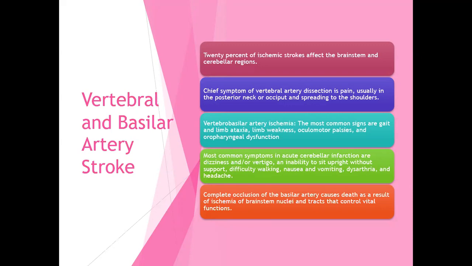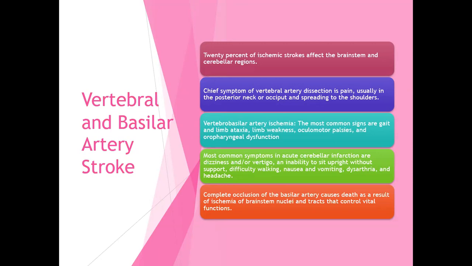20% of ischemic strokes affect the brainstem and cerebellar regions. With the vertebral artery, the chief symptom is pain, usually in the posterior neck or occiput, spreading to the shoulders. So the basilar artery affects the pons, the cerebellum, the midbrain, the occipital lobe, the choroid plexus of the third ventricle, and parts of the thalamus and hypothalamus. So lots going on with the basilar artery.